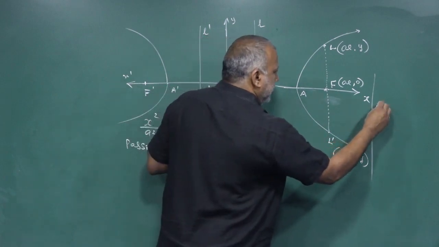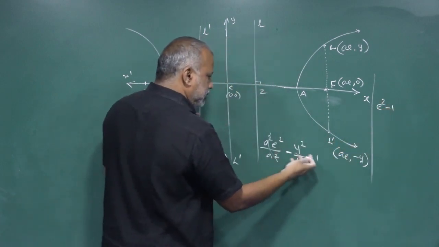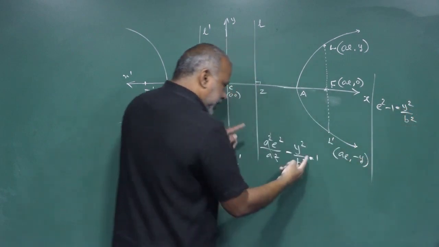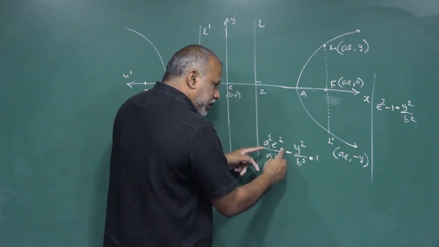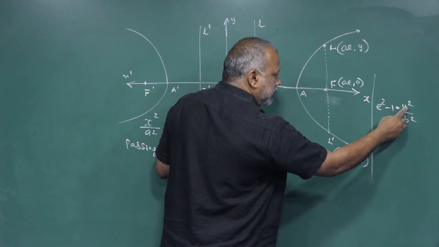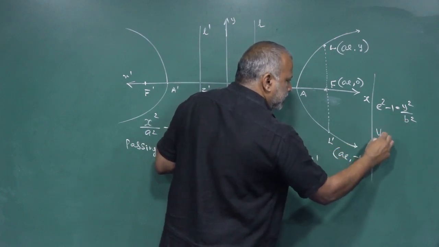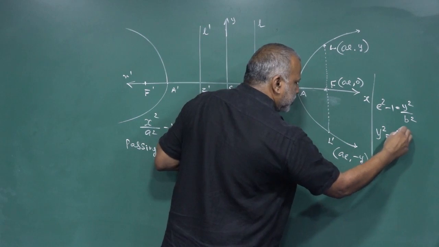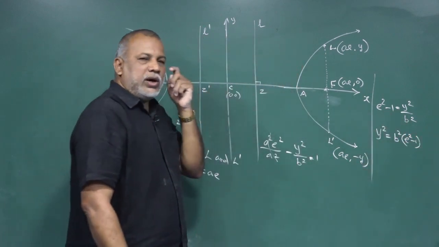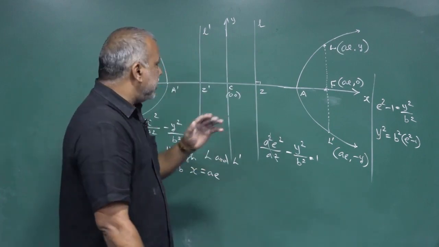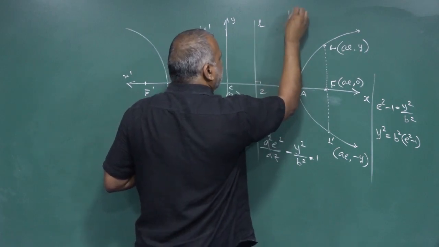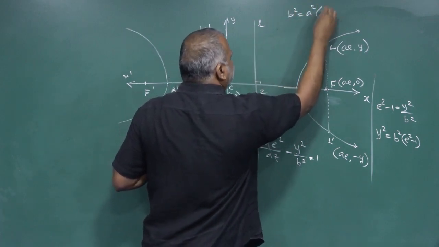Interchanging this one, e squared minus 1 equals y squared by b squared. I want to find this y squared. Therefore, y squared equals b squared of e squared minus 1. Then what is the value of e squared minus 1? Already we worked out the standard equation of the hyperbola. In that, you can refer, b squared equals a squared of e squared minus 1.